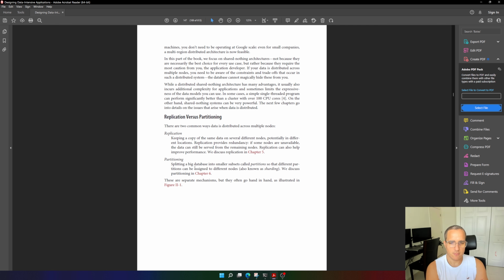Partitioning: splitting a big dataset into smaller subsets called partitions so that different partitions can be assigned to different nodes, also known as sharding. We discussed partitioning in Chapter 6. These are separate mechanisms, but they often go hand in hand, as illustrated in Figure 2-1.